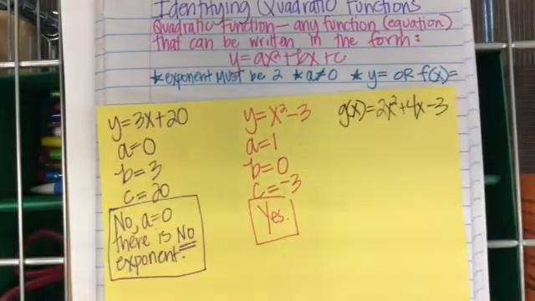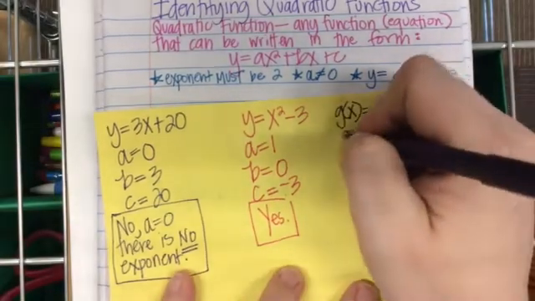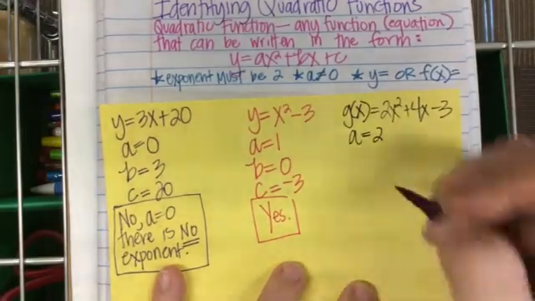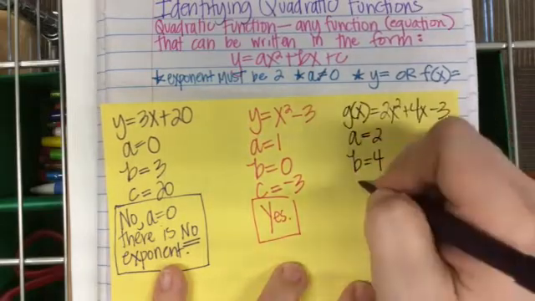G of x equals 2x squared plus 4x minus 3. If it says f of x, I will immediately convert it to y, because that's what I'm familiar with, or at least I will try to. All right, so let's talk it through. What's your a value? 2. What's the b value? 4. And what's your c value?